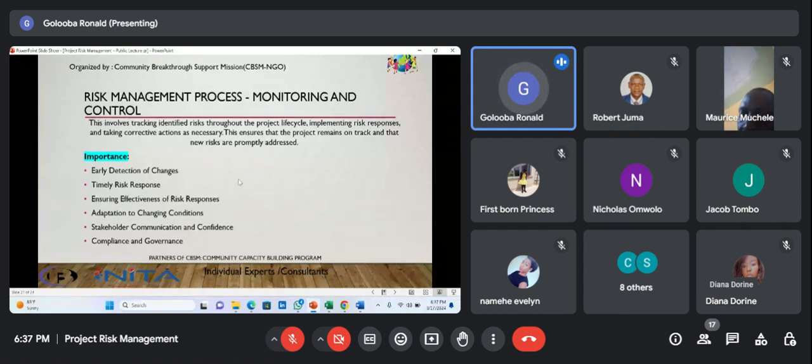Then compliance and governance is another importance of monitoring and controlling risks. So adherence to compliance and governance frameworks reduces legal and regulatory risks and protects the organization from potential liabilities. And this keeps the organization's reputation and credibility up.